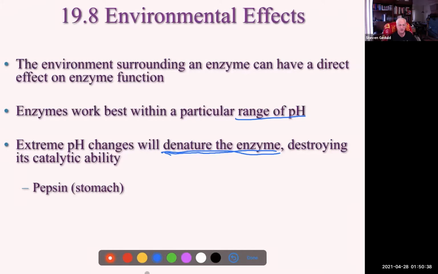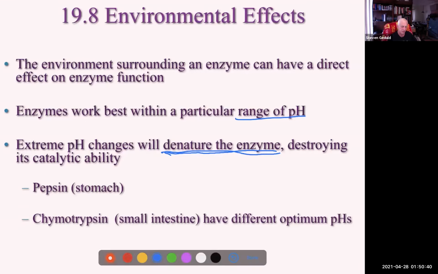Pepsin is an enzyme that's found in the stomach. Okay. Chymotrypsin is found in the small intestine. They have different optimal pHs. They're designed to function at different pHs. If you're in the bloodstream, the pH of the body is 7.3 to 7.4. If you're in the stomach, pH is 2. Your stomach's a lot more acidic than your bloodstream. Okay, extremely acidic. You have to function at a different pH.